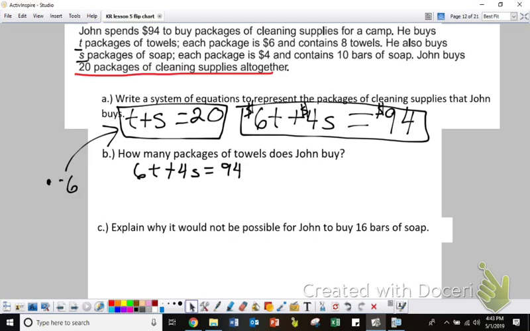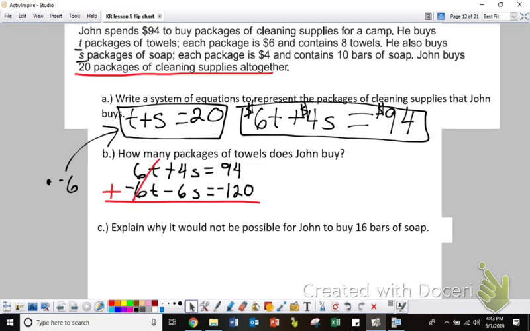I have to multiply that by -6. So basically, t times -6, it's just going to be -6t. Then I have minus now, because now it's -6 times s. It's going to be -6s. And then it's going to be equal to 20 times -6, which will be -120.